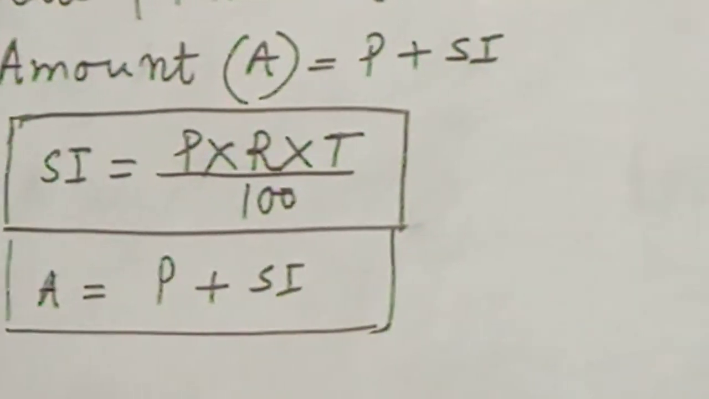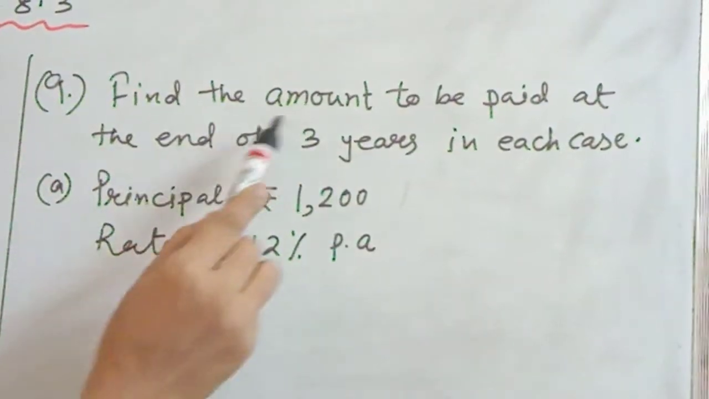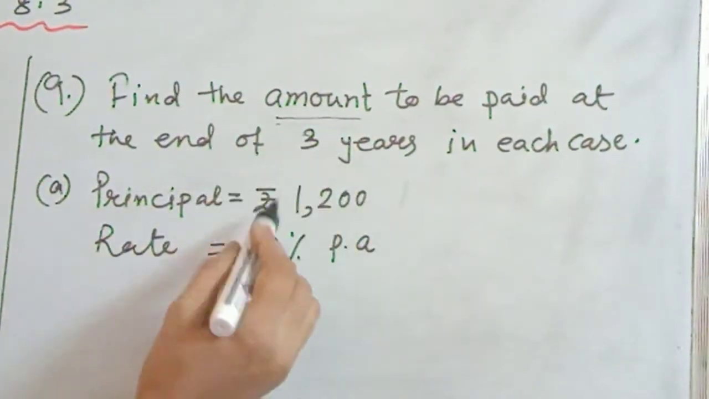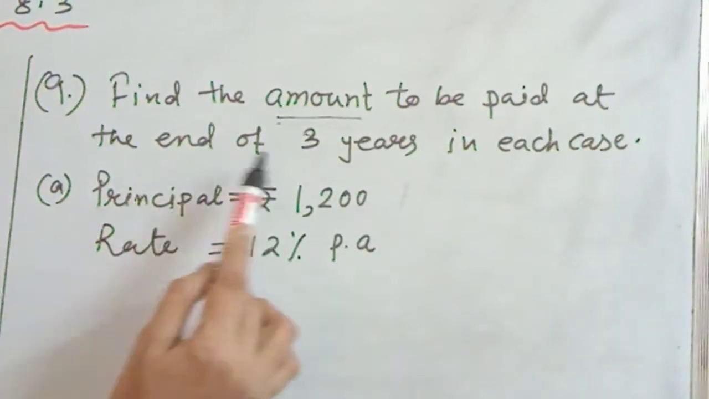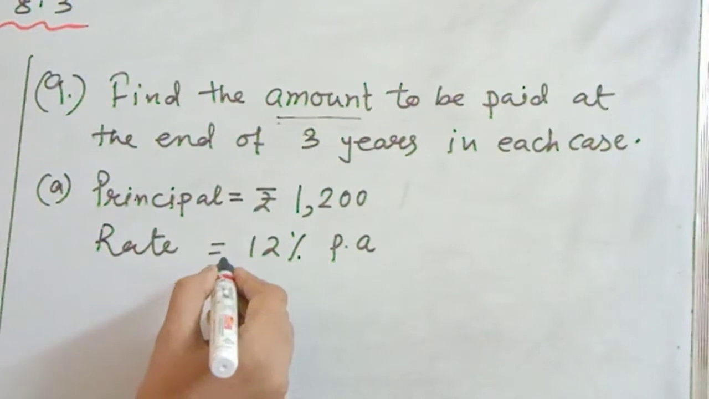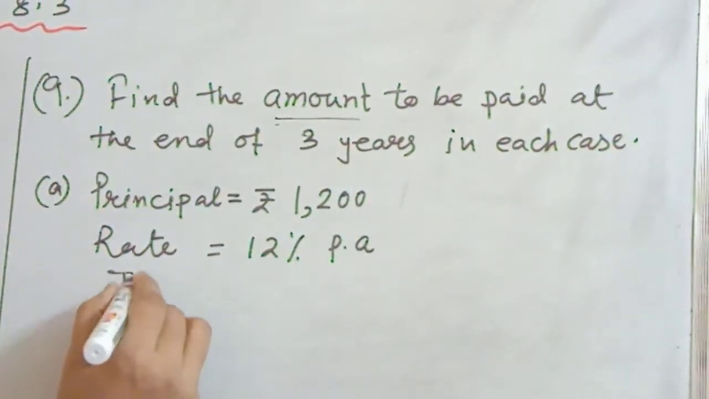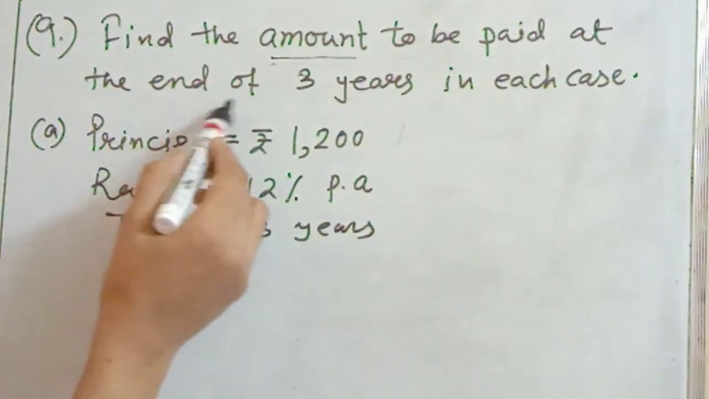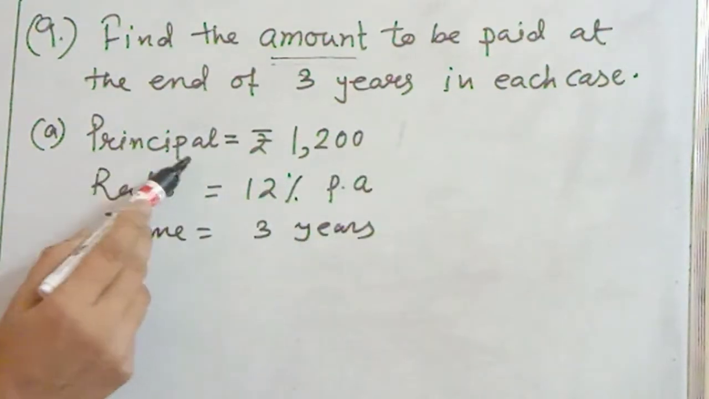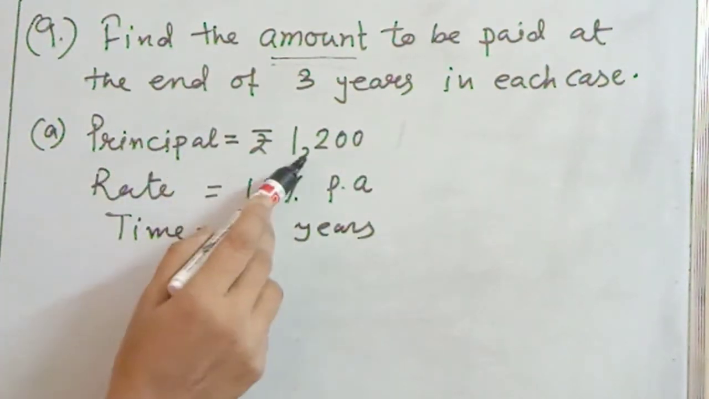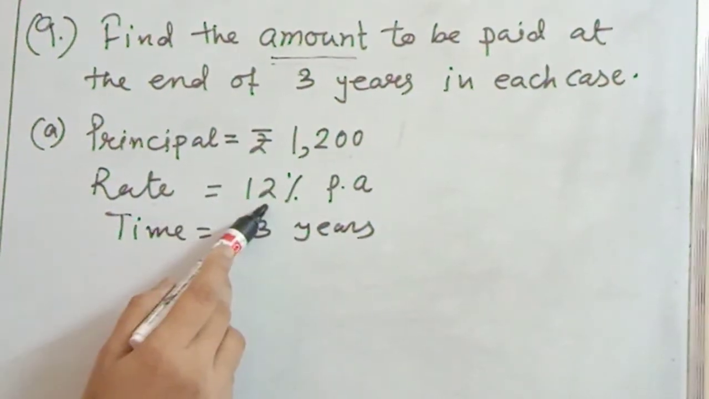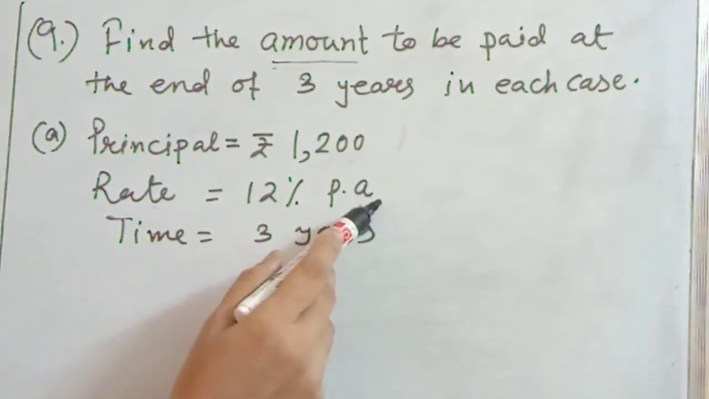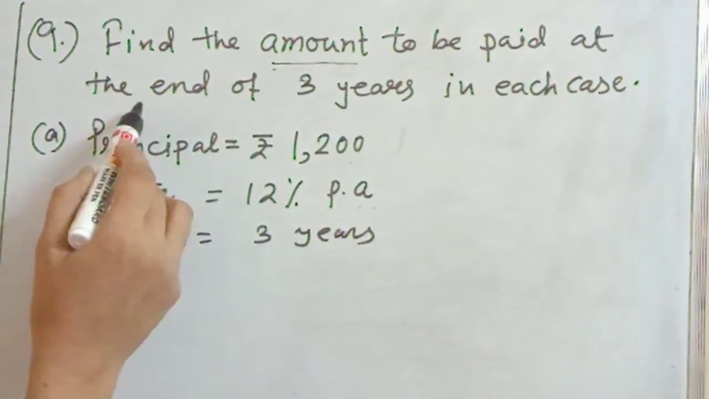Now we will go for question number 9. Find the amount to be paid at the end of 3 years. Here time also you have to mention: at the end of 3 years. Here it is 3 years. In each case, question 9A, the principal is rupees 1200, rate 12% PA, which means per annum, per year, time 3 years, because it is at the end of 3 years.